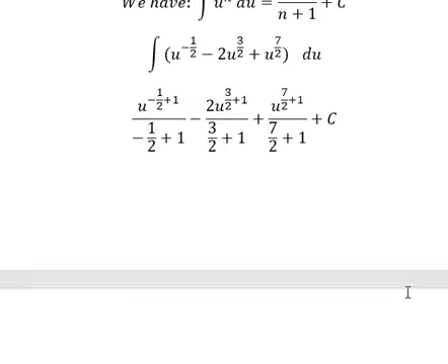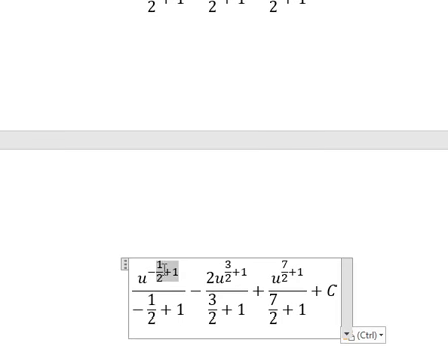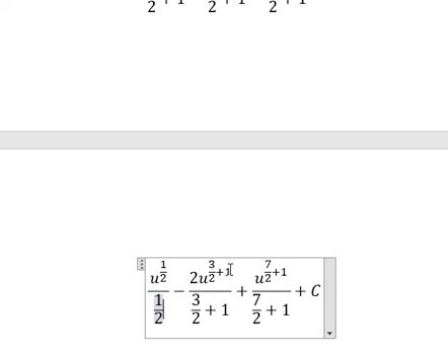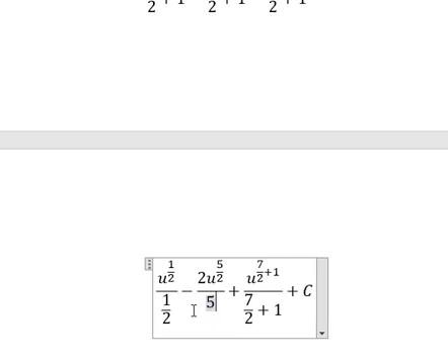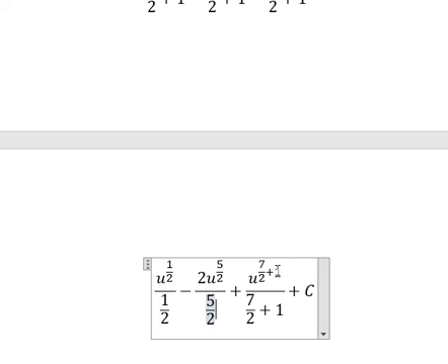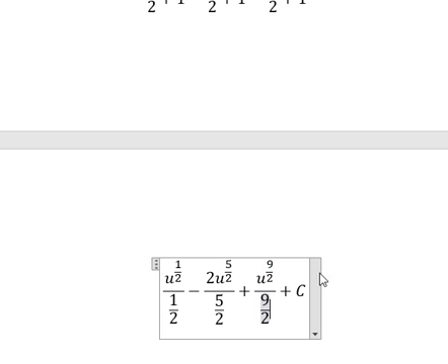So this one we have 1 over 2. This one we have 1 over 2. This one is 5 over 2. This one we have 9 over 2. About u, we know that this is sine x.